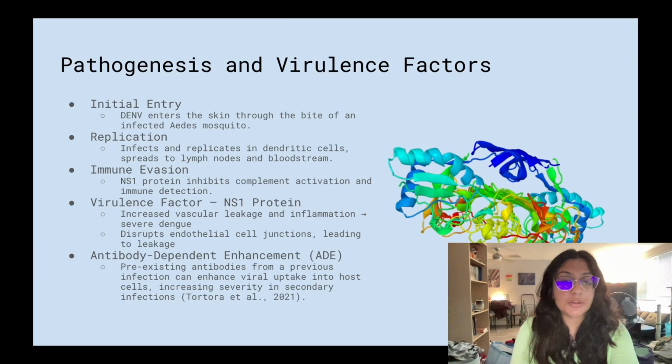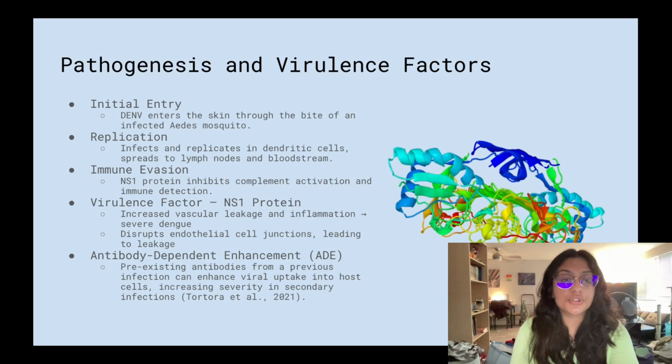The dengue virus primarily targets monocytes, macrophages, and other antigen-presenting cells, and it enters these cells through receptor-mediated endocytosis, where it exploits surface receptors. After internalization, the virus releases its RNA genome into the cytoplasm, and it begins replication using the host ribosomes.